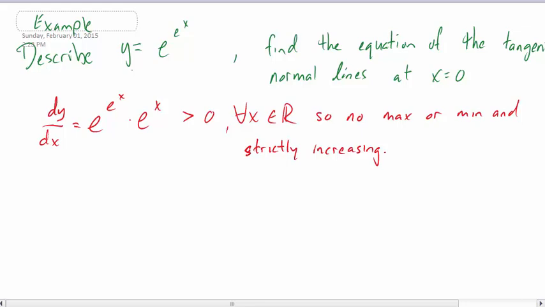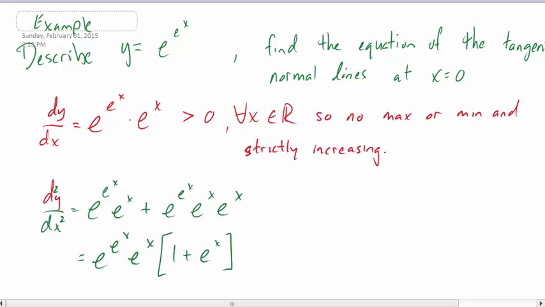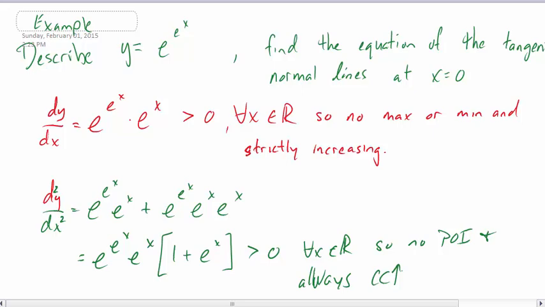If you haven't gotten the description about the concavity of this graph, why don't you pause the video and give it another try? Otherwise, just keep on watching. So here is our second derivative, e to the x. And this second derivative is also always greater than 0 for all x in the real numbers. So what does that mean? It means no points of inflection and always concave up. Nifty, cool, excellent.